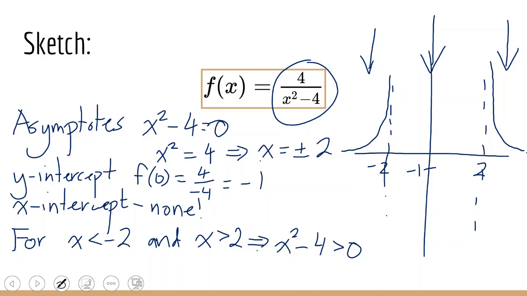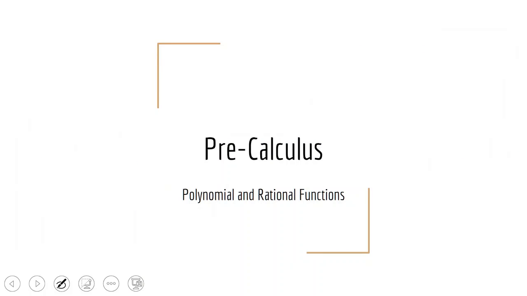Meanwhile, if x is between minus 2 and 2, we can see that this would be negative. And so, since it's negative, it'll be down here and cross at minus 1. And so now we have graphed this function. And that is a basic introduction to polynomial and rational functions.